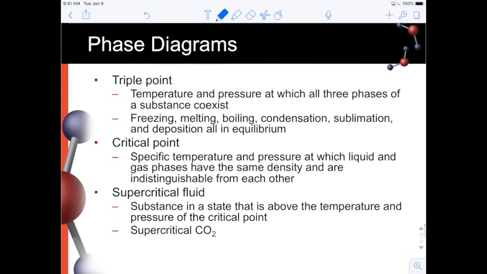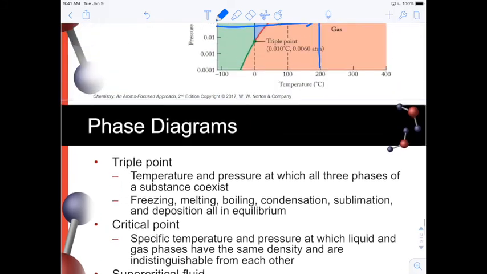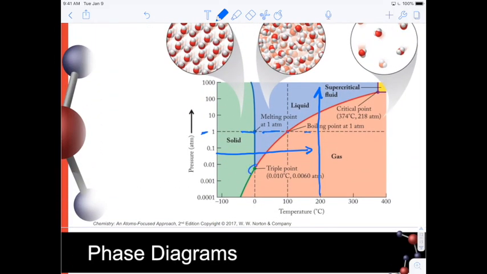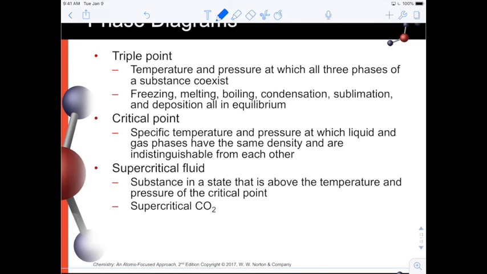So there's a couple things you should note as you read and look through your slides: the triple point, the critical point, and the supercritical fluid on these diagrams. Here's your triple point, right there. There's your critical point, and there's a supercritical fluid. A triple point is when all three phases coexist. So basically what you have is everything going on. Water is freezing, ice is melting, water is boiling, gases are condensing. All this is happening at once.